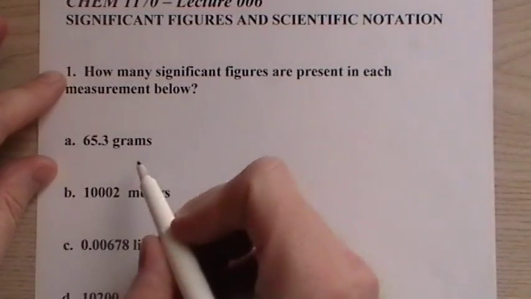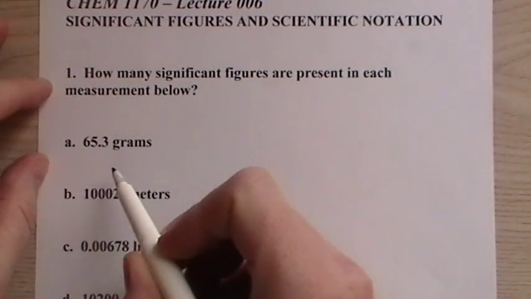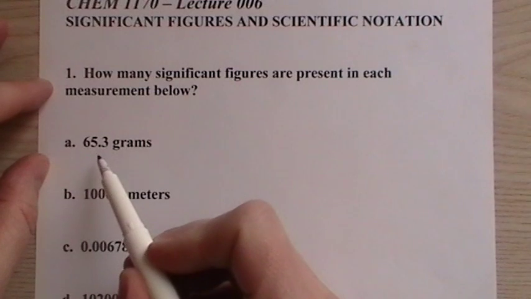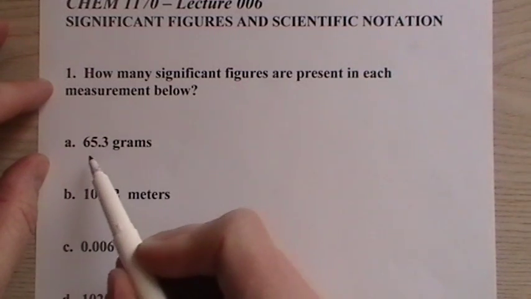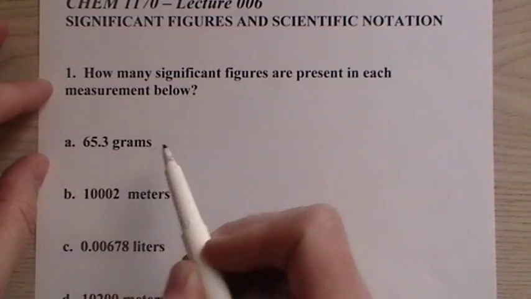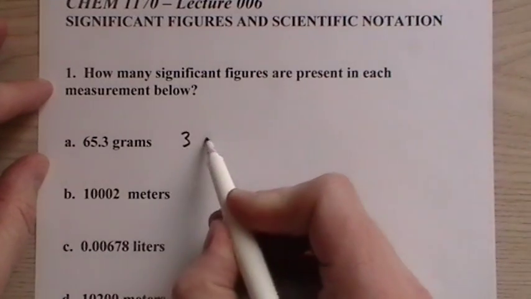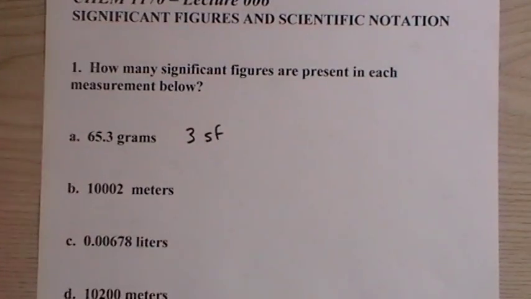Well, by the rules from your textbook, any non-zero digit is significant. So 6, 5, and 3, none of them are zeros, so there must be 3 significant figures.